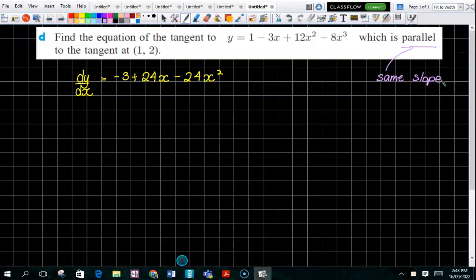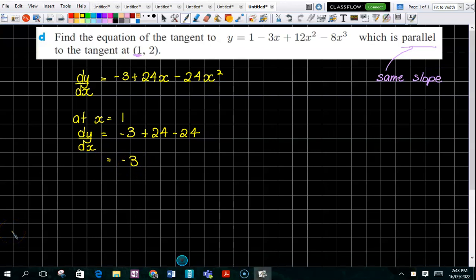We go, well, let's find what the slope is at that point. What is it? So at x equals 1, the derivative will be minus 3 plus 24, take 24. I feel we've done this question, but anyway. Is this your favourite question, Tom, maybe?